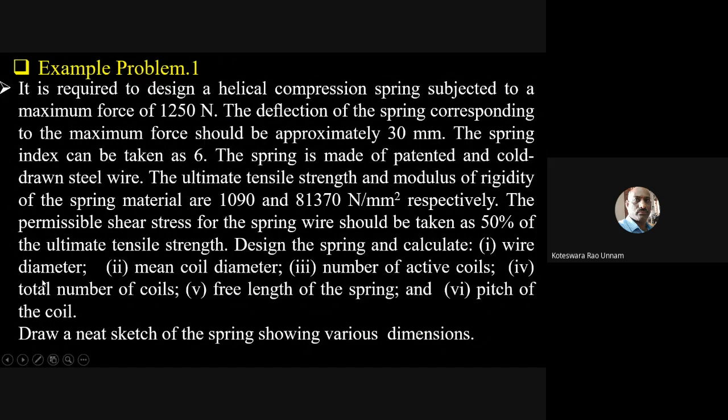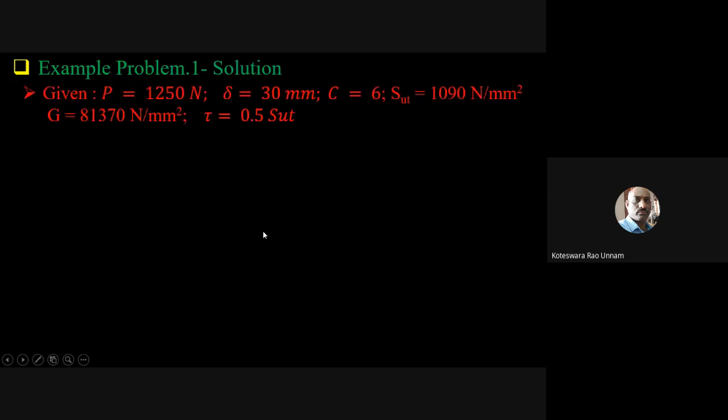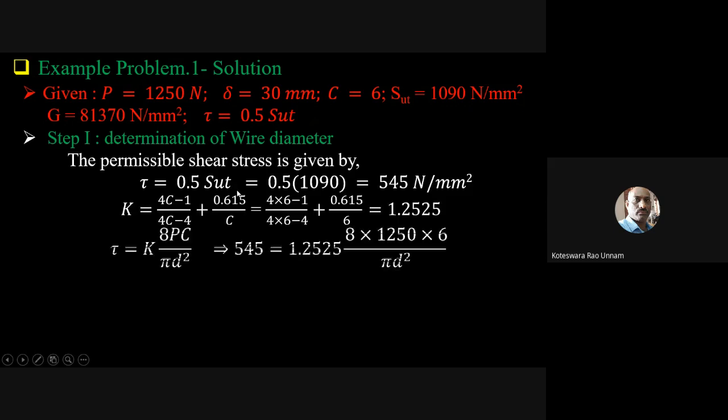Like what we discussed in the previous class, the wire diameter is calculated based on the allowable shear stress. Once you have the wire diameter, then the mean coil diameter is calculated based on the spring index. Then the number of active coils is calculated based on the deflection. So that's what we did in the previous class. This is the given data, and this is the formula for the allowable shear stress, where K is the wall stress correction factor, given by this formula, and we computed the tau, which he has already given.